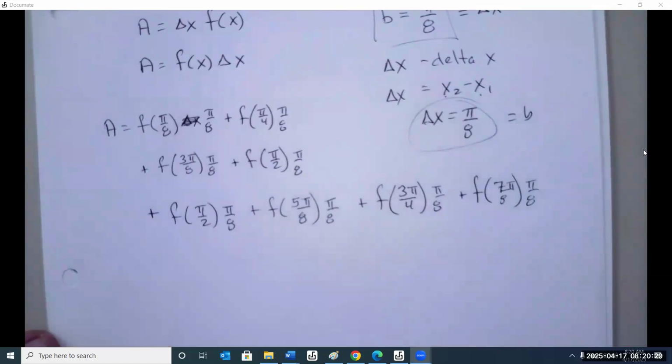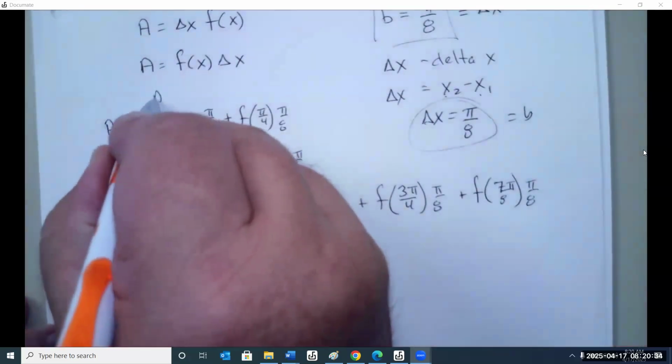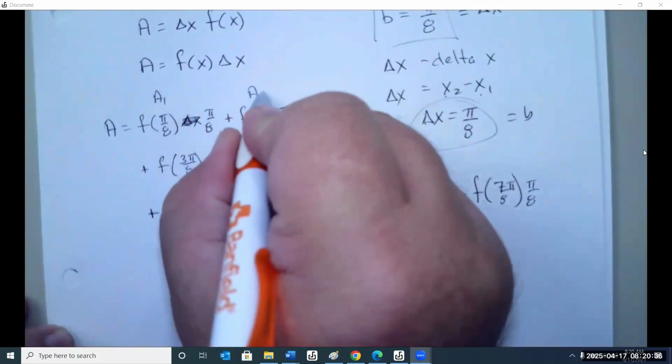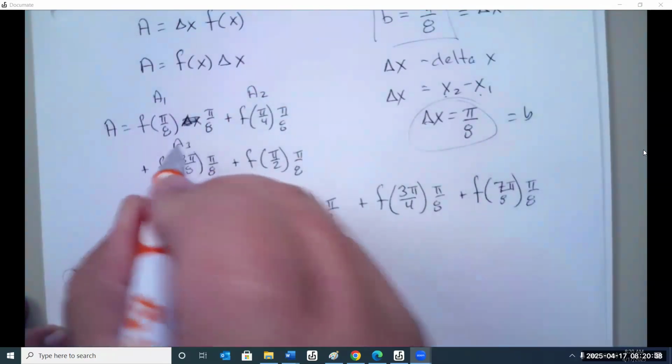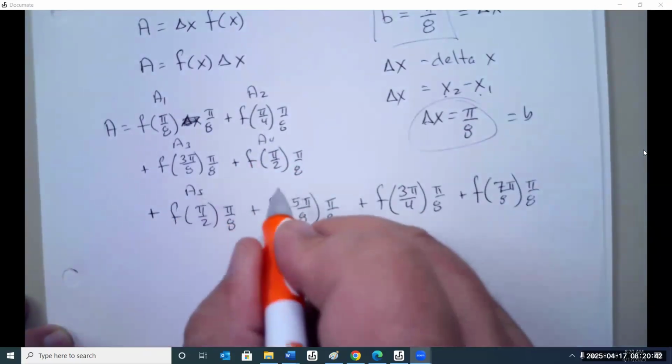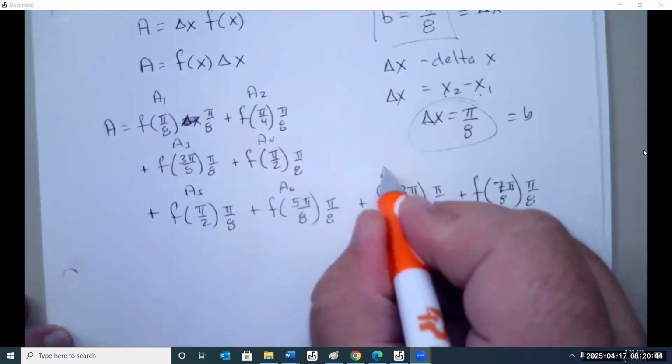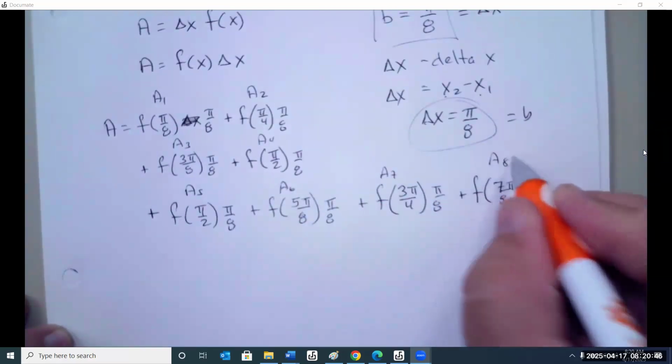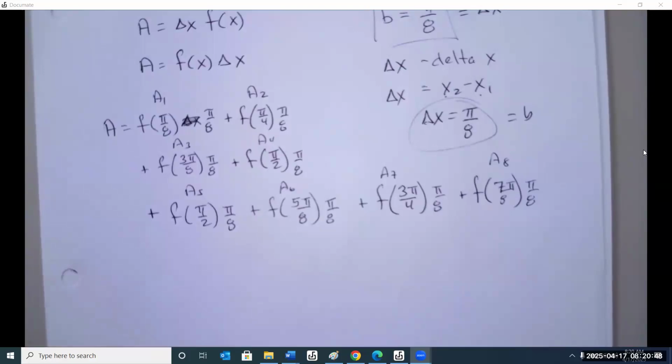Each one of these is an area. This is the area of the first one, the area of the second interval, the area of the third interval, the area of the fourth, fifth, sixth, seventh, and eighth. So far, so good?